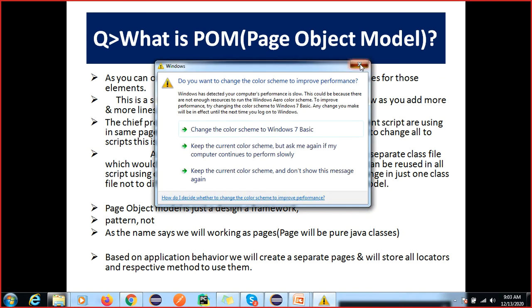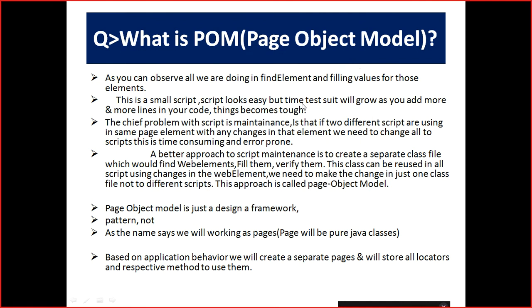The script is okay and looks easy, but over time the test suite will grow. Now what happens if we have one project? In the next release, next sprint, we have changes, right? Development happens only one time. In the next sprint only some code changes and some feature changes are there. So when you have a fresh build, then we have to do smoke testing, right?